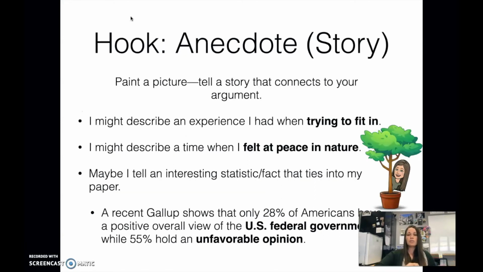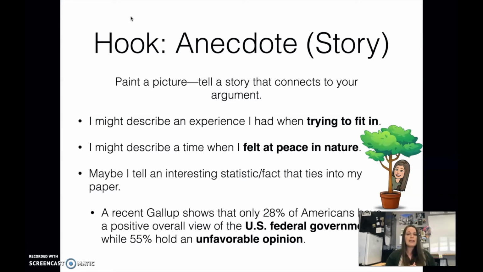You can also start with a very, very brief anecdote or story. The goal of telling an anecdote, which by the way should only be about 3 or 4 sentences, is to paint a picture for your reader. Tell a story that connects to your argument. Help the reader visualize what you're talking about. So if you're talking about mostly individualism, I might describe an experience I had when trying to fit in. Or if I'm mostly talking about nature, I might describe a time when I felt at peace in nature.